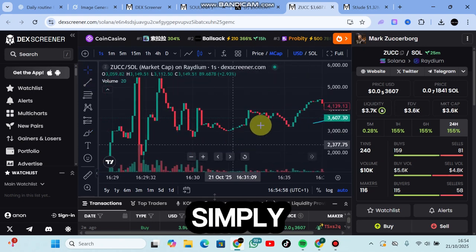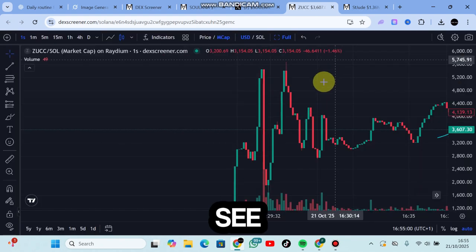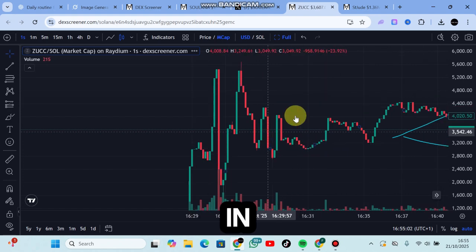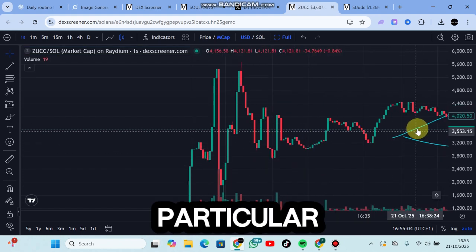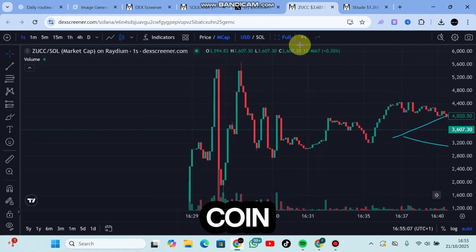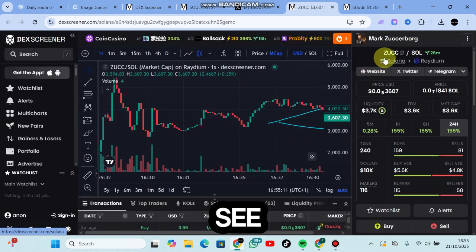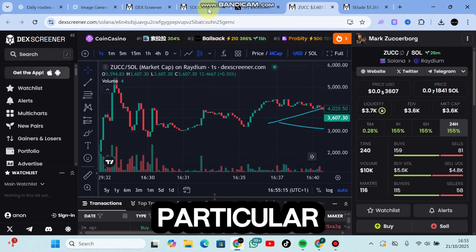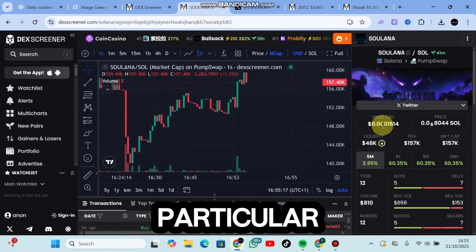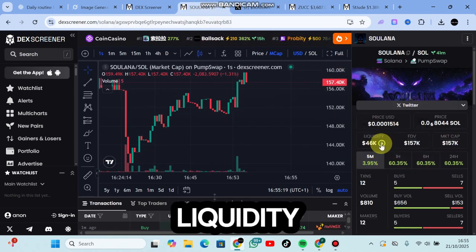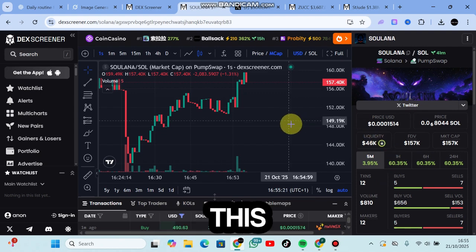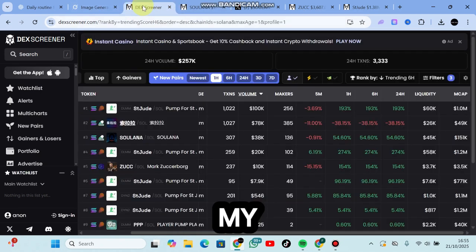What I want you to do is simply see the steps I use in looking for this particular coin, and you can use the steps to find your own good coin to trade. But don't buy this particular coin because by the time you get to see this video, this coin might have done well. But if I wanted to trade any of these coins, I would have traded this particular one because it has much liquidity. Understand? So guys, this is basically how I look for meme coins on Dexscreener.